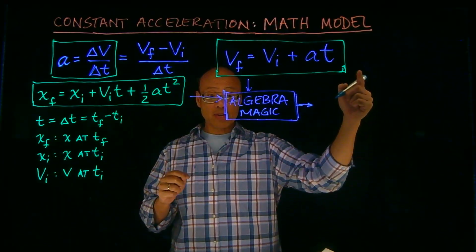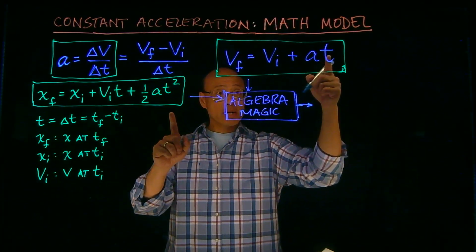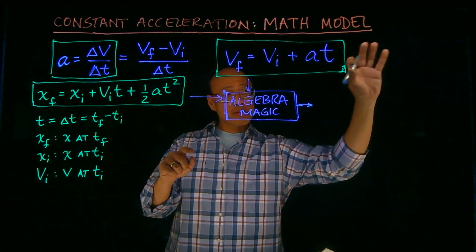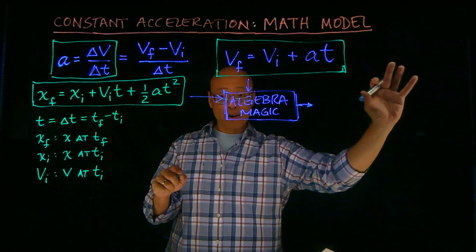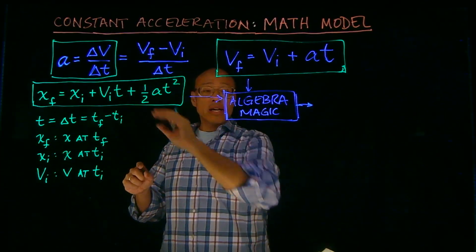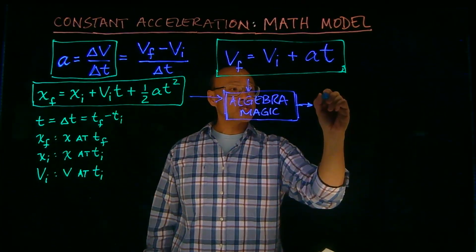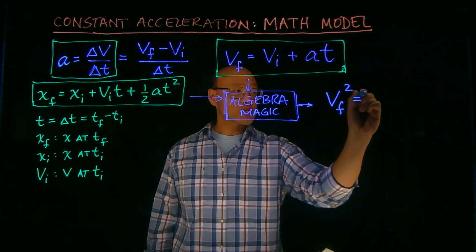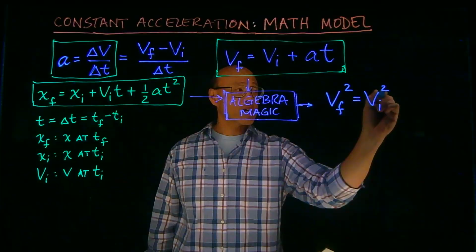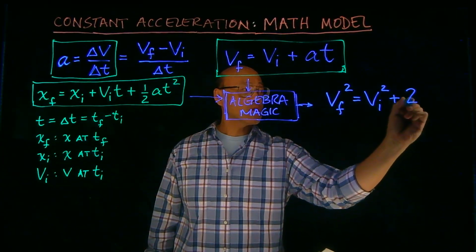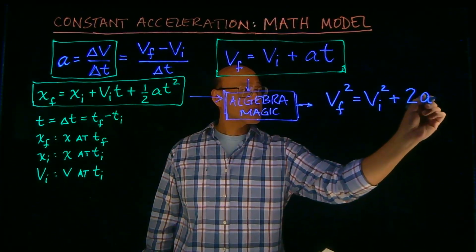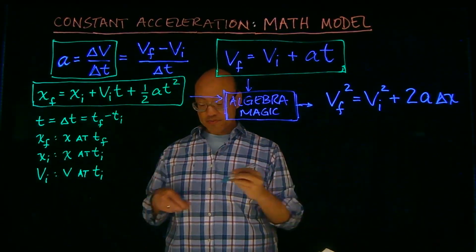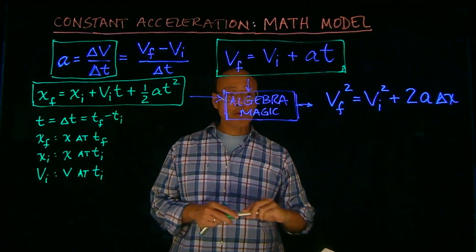Remember, what did I do? I substituted for t, right? I turned this into a t equals equation, then I took t equals stuff, and I substituted that in for t, and I try to simplify, and you get something really interesting. You get an equation that looks like this. My final velocity squared is just my initial velocity squared plus 2 times my acceleration times delta x. So this equation is also in our course, it's in the book.